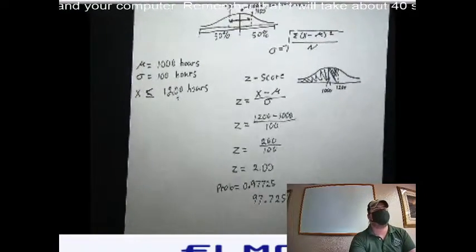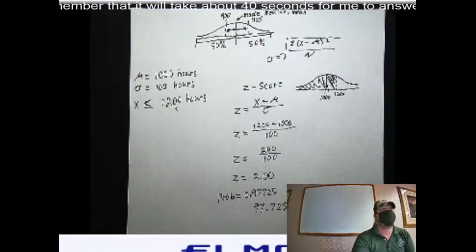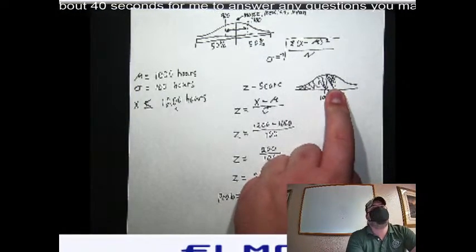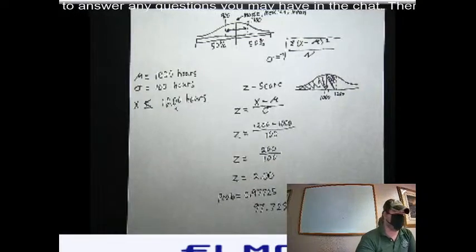All right, so that's the basic idea behind the z-score. Again, what it does is it calculates, or helps you calculate, area, or probability, behind a certain point. So let's try another one.